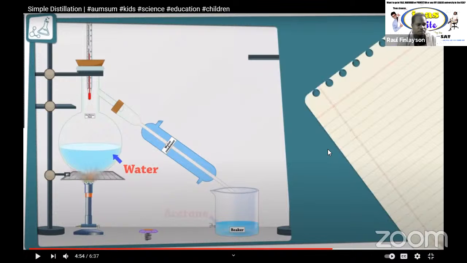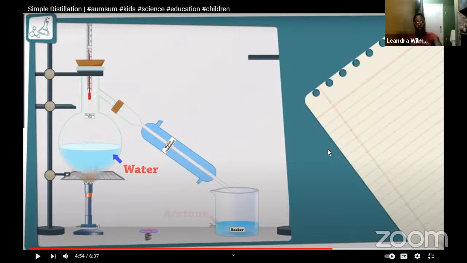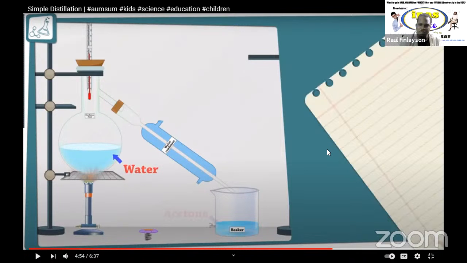All right. So that's simple. That's simple enough. So just remember that this would be ideal. They're using it for water and acetone.